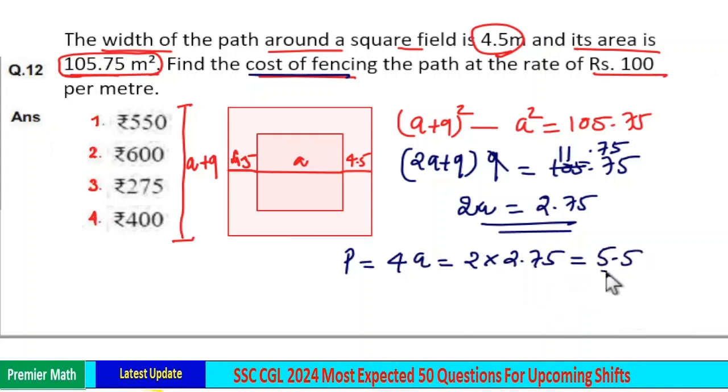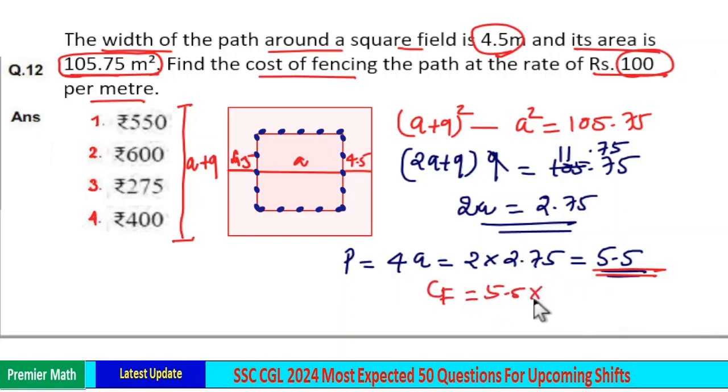So here perimeter is 5.5 means here this is the part we have to fence. So cost of fencing is 100 per meter. So total 5.5 meter. So cost of fencing is equal to 5.5 into 100, which is equal to 550. So option 1 is your answer.